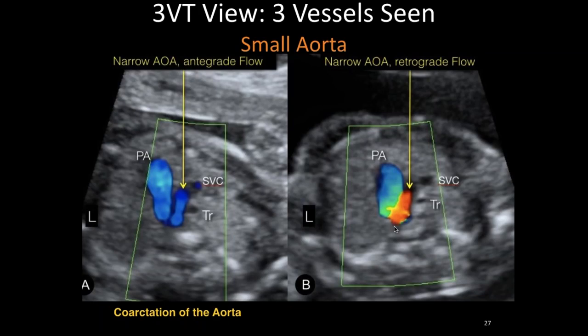I'm automatically thinking about hypoplastic left heart. I'm thinking about critical coarctation of the aorta. I'm thinking about critical aortic stenosis. On rare occasions in the third trimester, I'm thinking about severe IUGR, fetal growth restriction, with reverse flow at the level of the aortic isthmus.